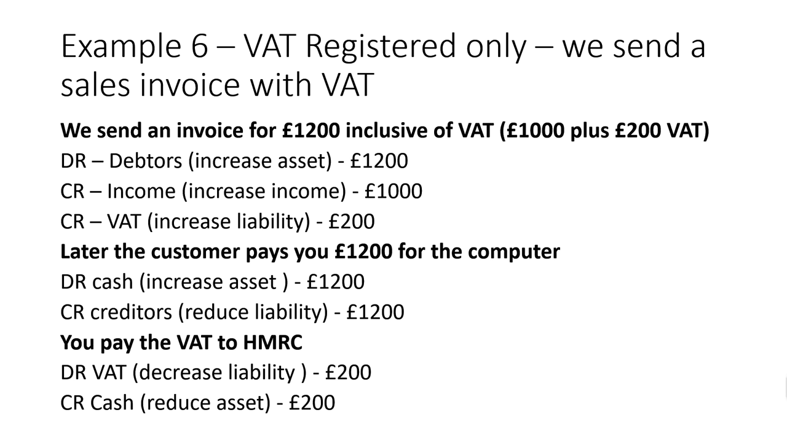Later the customer pays us £1,200 for the computer, so we need to debit our cash, increasing our asset by £1,200, credit our creditors, reducing our liability by £1,200. Then we pay HMRC the VAT, so we would debit our VAT liability account, decreasing our liability by £200, and then credit our cash, reducing our asset by 200.